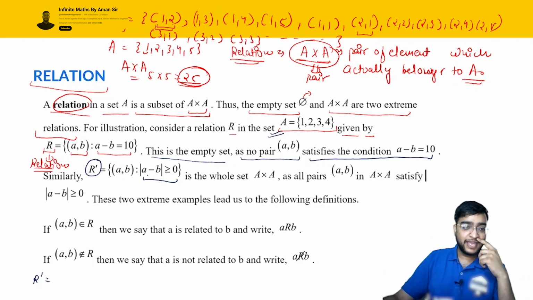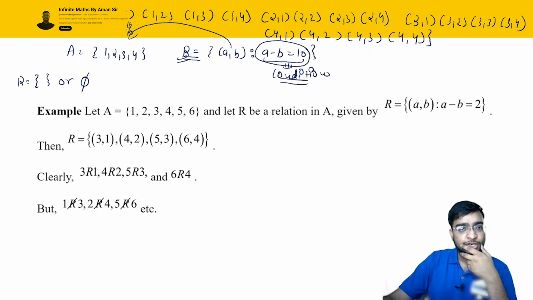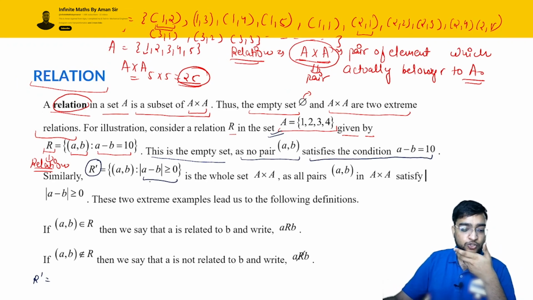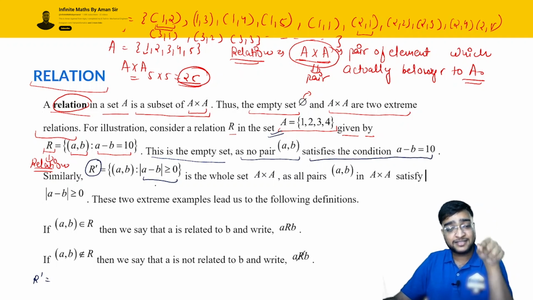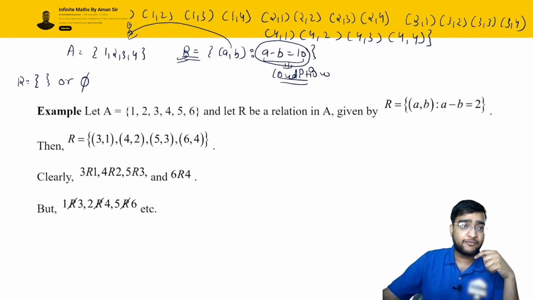Okay, let's say a minus b. So I can just give the thing here. If I take the whole pairs from this only, I can say 1 minus 1 is 0. You can say, sir, yes, this condition is true because this condition says that mod of a minus b should be greater than or equal to 0. So is it equal to 0? You can say yes. So I can just take 1.